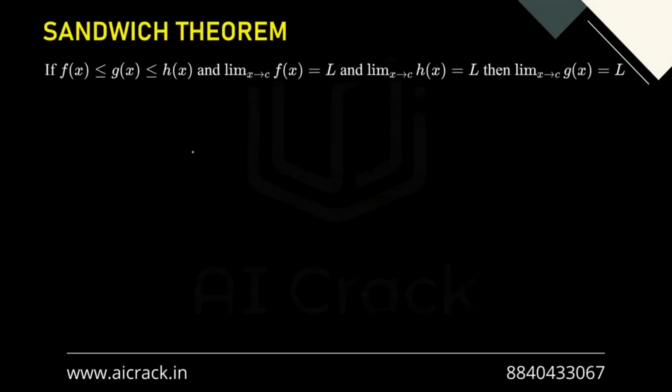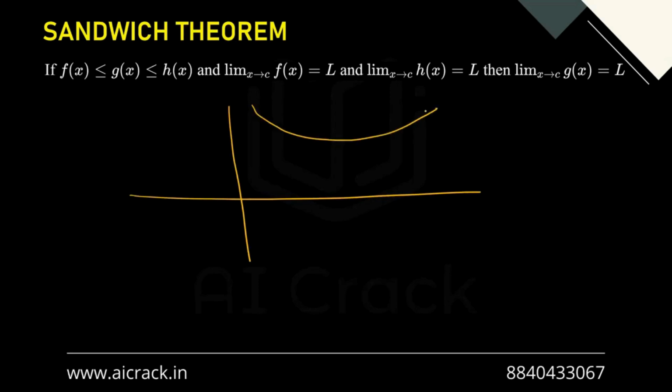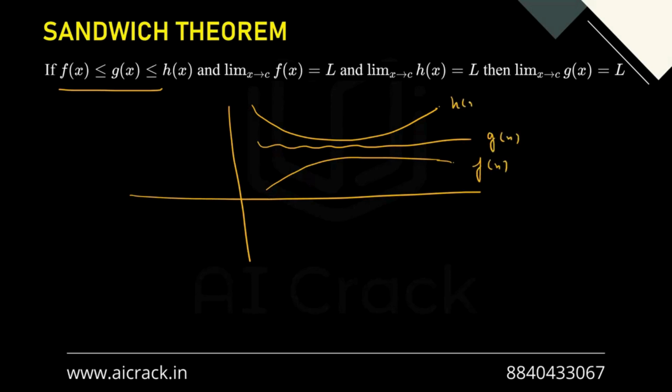Okay. Now let's talk about sandwich theorem. So it says that if fx is less than equals to gx is less than equals to hx, and limit x approaches c fx equals to L and x approaches c hx equals to L, then limit x approaches c gx equals to L. So let's try to understand this with the help of a graph. So let's say we have this graph, let's say we have this function, and let's say we have this function. Right? We can clearly see that this function is always bigger than this function for all x, and this function is always lesser than this function for all x, right? So according to this condition, this is our fx, this is our gx, and this is our hx, right?